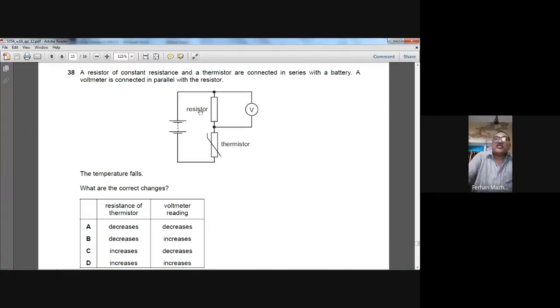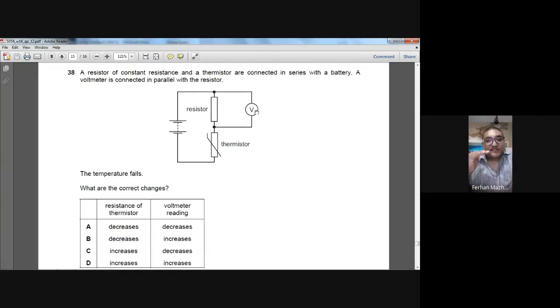When the temperature falls, the thermistor's resistance will increase. So it will start consuming more voltage. When it consumes more voltage, the voltage for this resistor will drop. The reading on this voltmeter will also drop because it is measuring the voltage drop across that resistor.